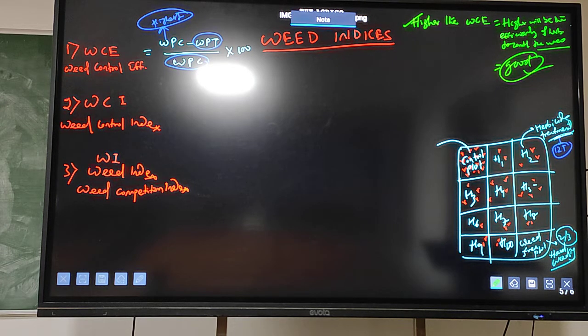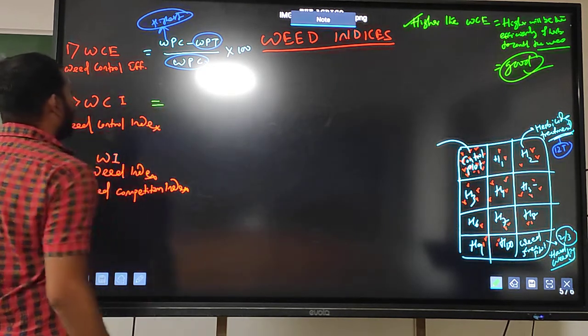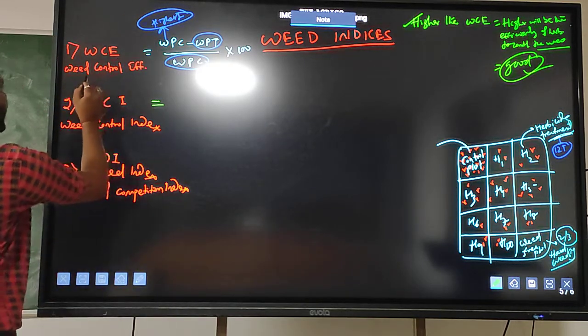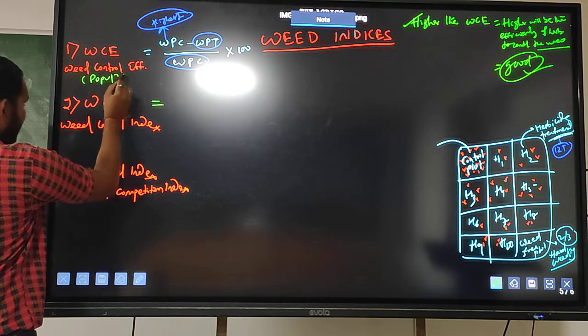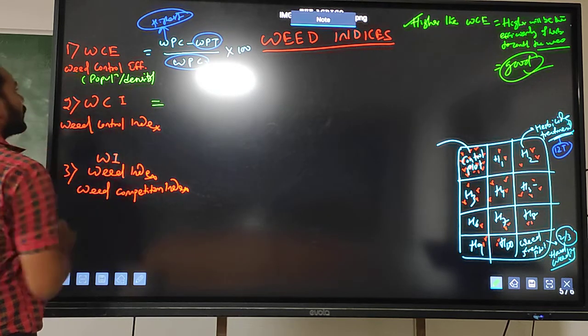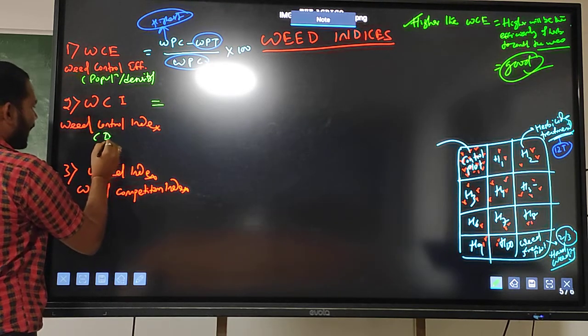Okay. Next, coming to weed control index. Here, weed control efficiency and weed control index are both similar. In weed control efficiency, I am taking the weed population, or we can say density, which means population per meter square. But in weed control index, I will take the dry weight of weed.